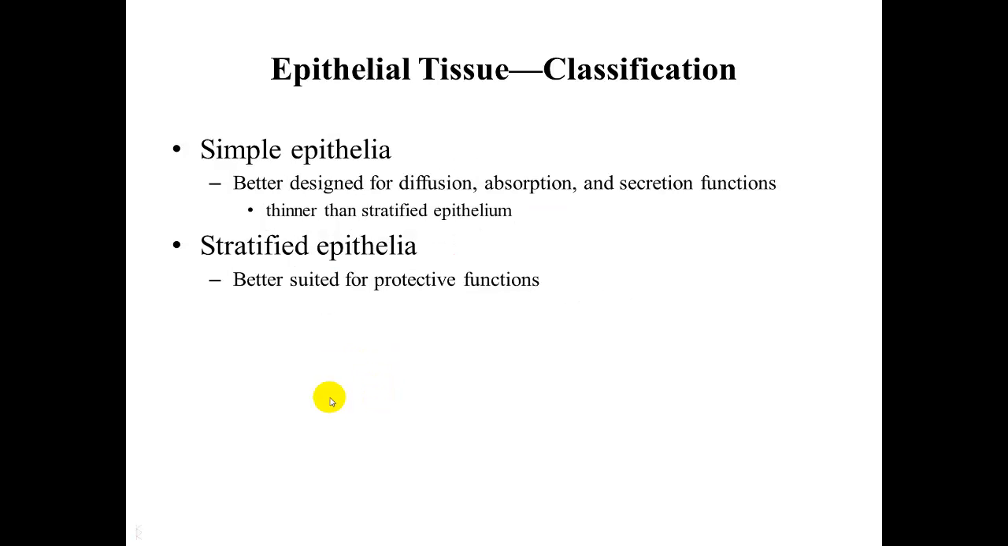Now, the main difference between simple epithelial and stratified epithelial is that the simple epithelial is better designed for diffusion, absorption, and secretion, simply because it's more efficient, because it's thinner than the stratified epithelium, whereas the stratified epithelial are mostly better suited for protective functions, while some will have some secretory functions.